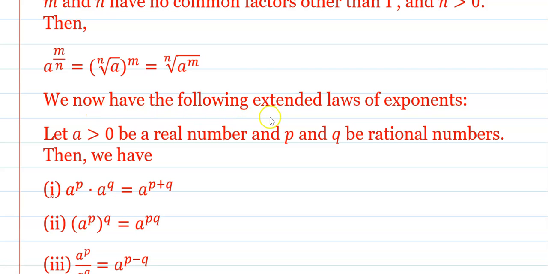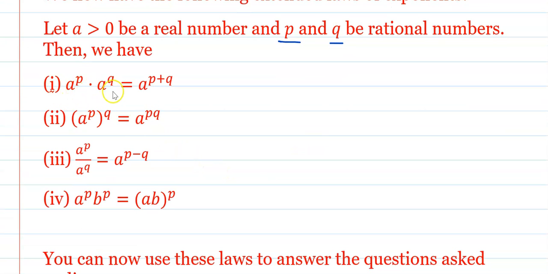We now have the following extended laws of exponents for the rationals. Let a be positive, a greater than 0, a real number, and p and q be rational numbers. Then a raised to p into a raised to q equals a raised to p plus q. a raised to p, whole bracket raised to q, that is power to the power, multiplication of the powers. Same rules are there. Only the fact is that instead of m and n, we are taking here p and q, which are rational. a raised to p upon a raised to q equals a raised to p minus q.